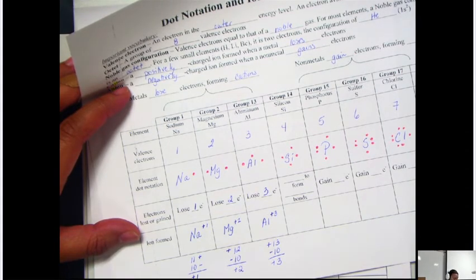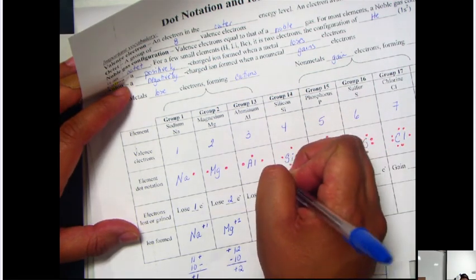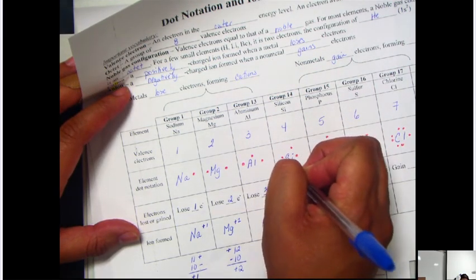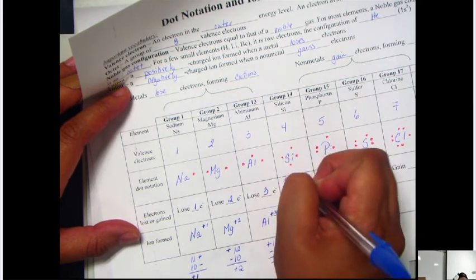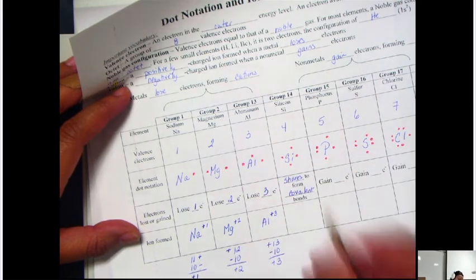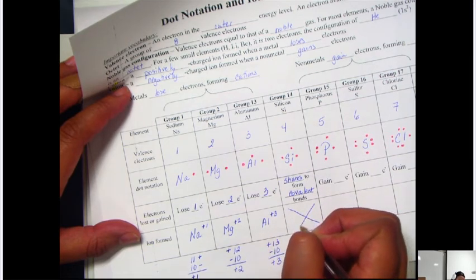Okay, silicon is a little bit different here. All right, so this is not one that actually gains or loses electrons. It does what's called sharing. So that we will cover in chapter 8. So as far as silicon, it shares to form covalent bonds. All right, so as far as the ions, we're going to leave this blank. And we'll talk about this when we get to chapter 8.